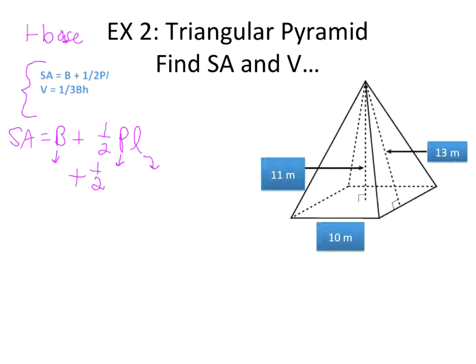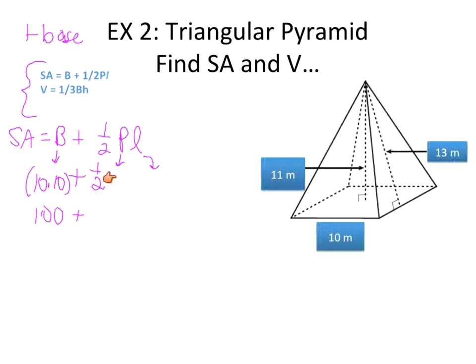So for my big B, that's the area of the base. In this case, they told me that one of my bases is 10, and since this is a square bottom, I know that that's going to mean 10 times 10. So my area of my base, I can just say 10 times 10, which we know is going to be 100.